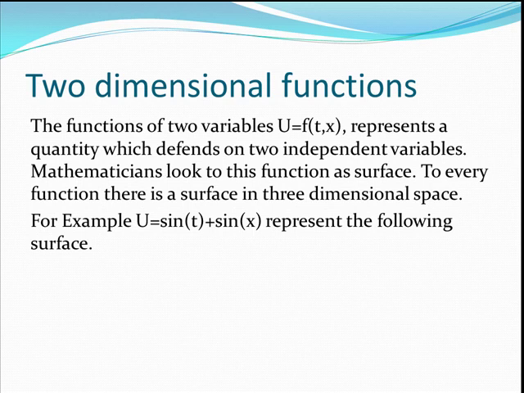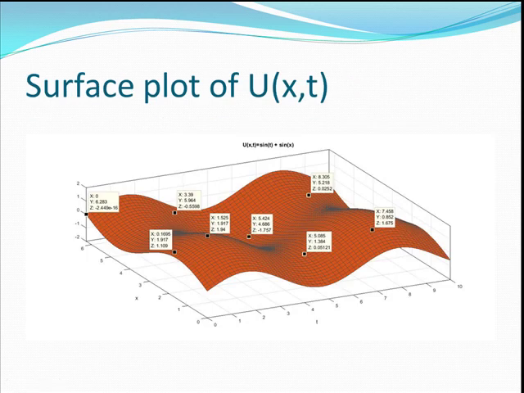If we have a function u is equal to f of t, x, we often think that this function will represent some surface in three-dimensional space. We will take the example of u is equal to sine t plus sine x. So this is a quantity u which changes with respect to time and which changes with respect to x also. The graph of this function is shown in this figure. Here u is basically the height of the surface. We see that at different x and at different time t, the height of the surface, meaning u, is different.